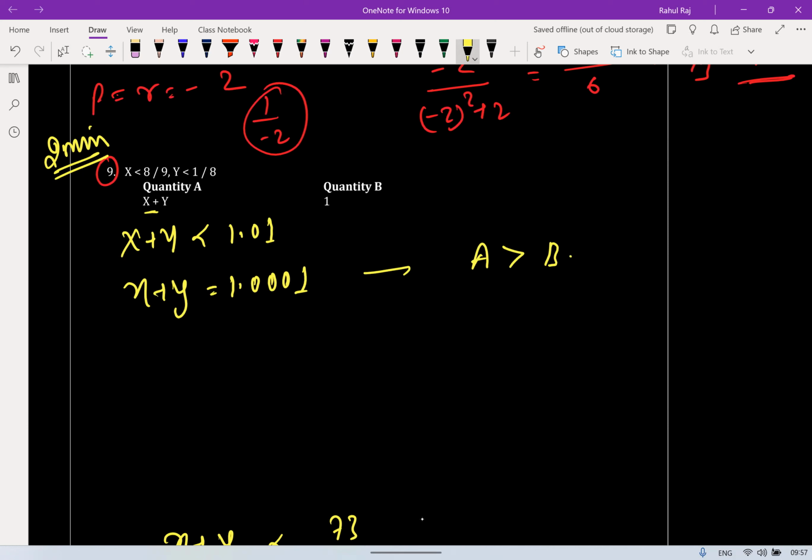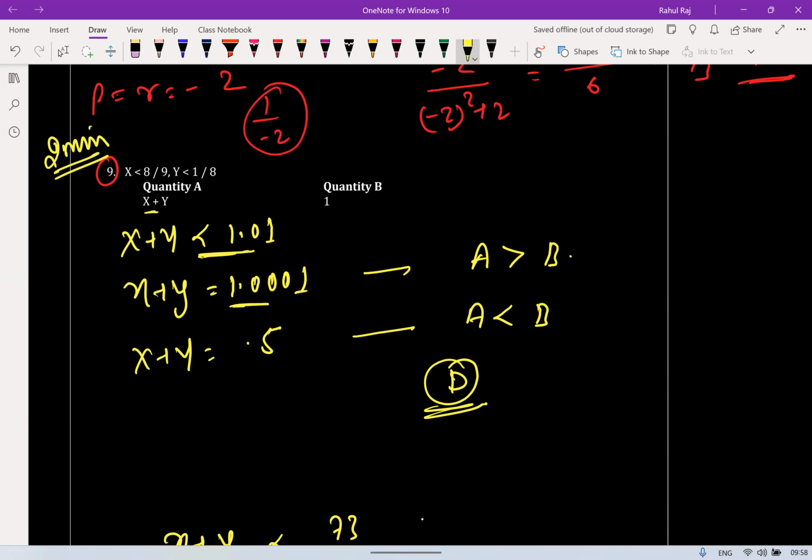In this case, if I take this, quantity A is greater than quantity B. But the point is x plus y is less than 1.01. I can also take x plus y equal to 0.5. I can take any value of x plus y that is less than 1.01, right? So I've taken one value which is greater than 1, and I have proved that quantity A is greater than quantity B. But imagine if I take x plus y equal to 0.5, which I can take because it says you have to take a value of x plus y which is less than 1.01. When I take 0.5, in this case quantity A is less than quantity B. So my answer should be D.